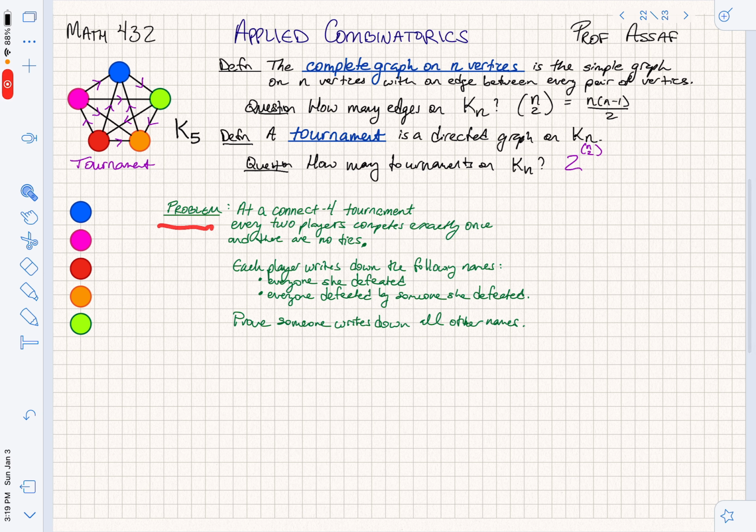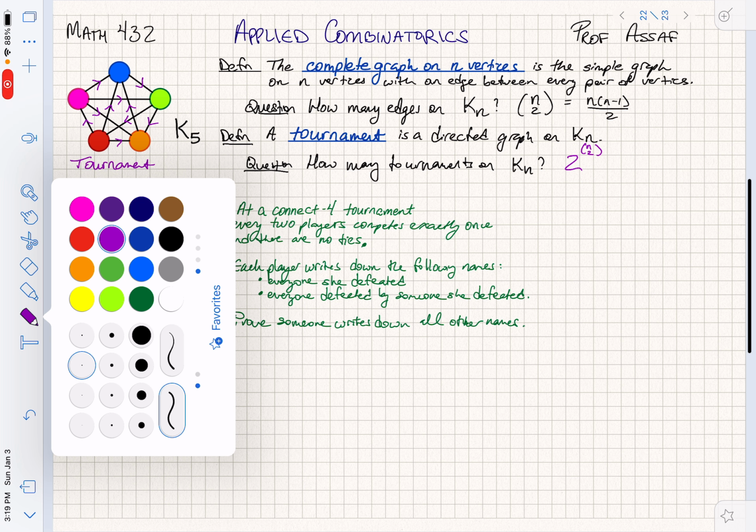Here's the problem I want to consider. There's a Connect 4 tournament, and every 2 players compete exactly once, and there are no ties. This is what tells us that it's a tournament in the graph theory sense. Now, after the tournament, I'm going to have the players write down the names of everyone they defeated and everyone defeated by someone they defeated. We want to prove that somebody's list contains all the names. At least one person has written down all of the names. Let's think about how that would work.